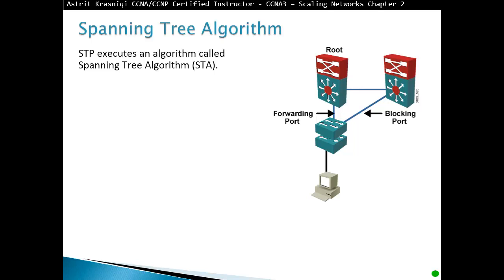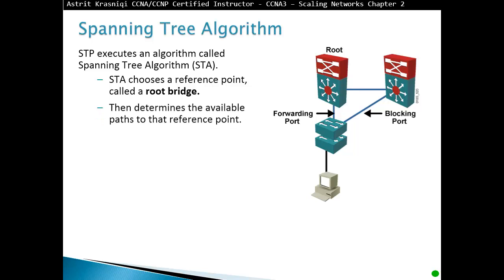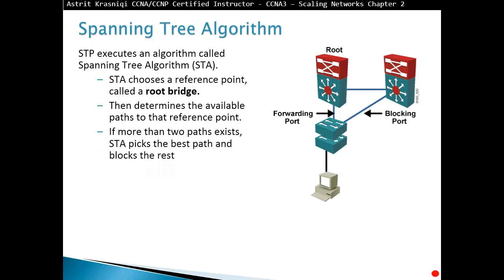Spanning tree protocol executes an algorithm called the spanning tree algorithm. The spanning tree algorithm chooses a reference point called a root bridge. Then it determines the available paths to the reference point. If more than one path exists, the spanning tree algorithm will pick the best path and will block the rest of the paths.